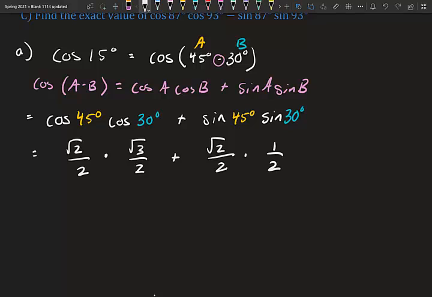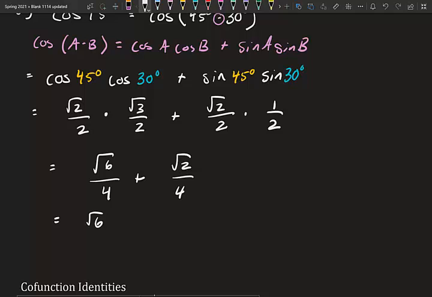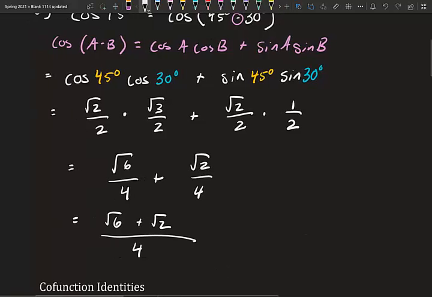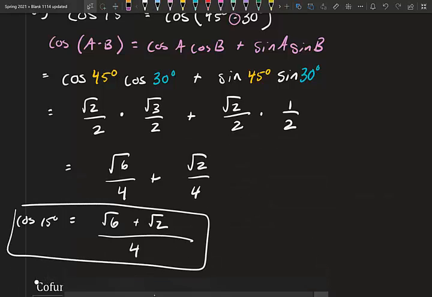So from here we simplify by multiplying straight across. So we have square root of 6 over 4 plus the square root of 2 over 4. So now they have both the same denominator, so we write it over one denominator. So we have square root of 6 plus square root of 2 all over 4. So cosine 15 degrees equals square root of 6 plus square root of 2 over 4.